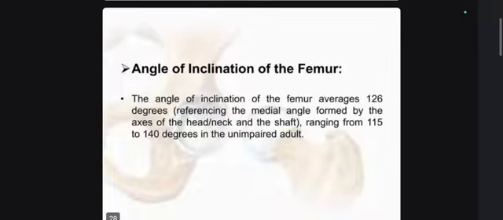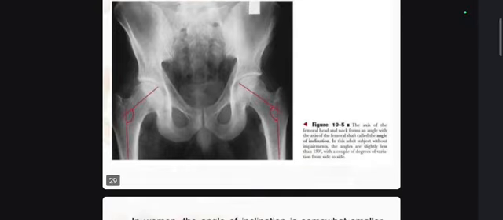First, about the angle of inclination of the femur. The angle of inclination of the femur averages 126 degrees, ranging from 115 to 140 degrees in the unimpaired adult. This image shows the axis of the femoral head and neck forming an angle with the axis of the femoral shaft called the angle of inclination. In this adult subject without impairments, the angles are slightly less than 130 degrees, with a couple of degrees of variation from side to side.